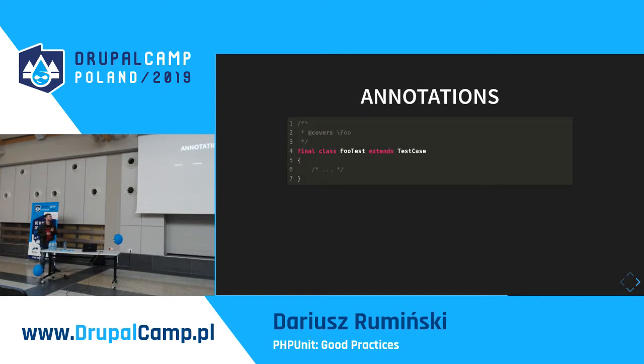First of all, we have some annotations. Let's say we have the FooTest, and we can explicitly say that our FooTest is testing only one class, only Foo. If it doesn't test anything, because it's not a unit test, maybe it's a smoke test or end-to-end test, we can explicitly say it doesn't cover anything.